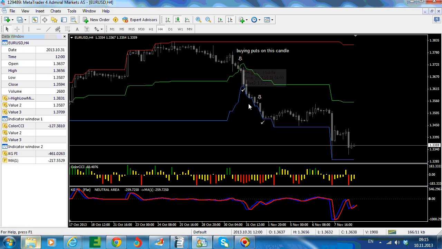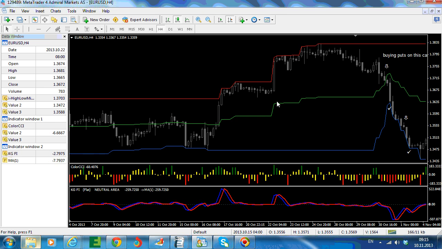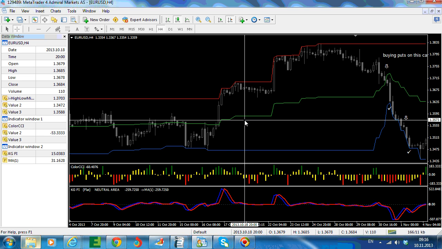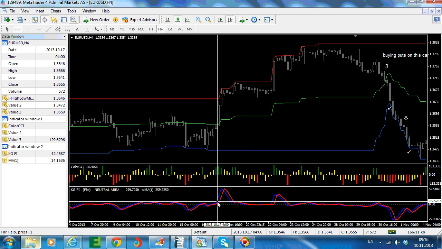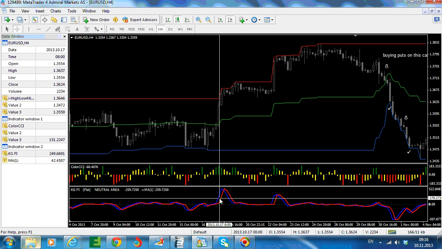Now these were two examples that we have identified on the euro US dollar. Let's try to find also a bullish example. For example, on a bullish part, we want to buy when the KGFI is bigger than 0. Here it is bigger than 0, and bigger than the moving average.